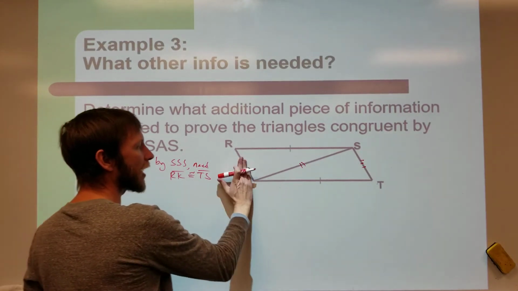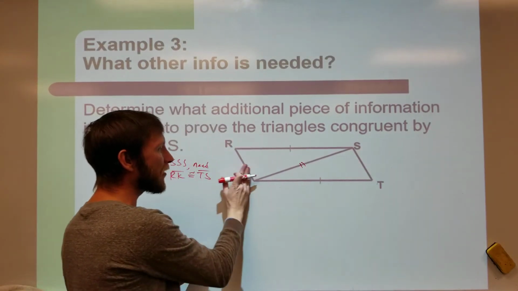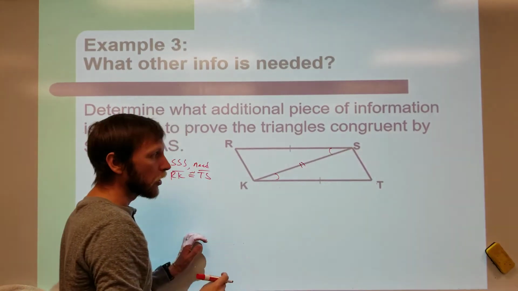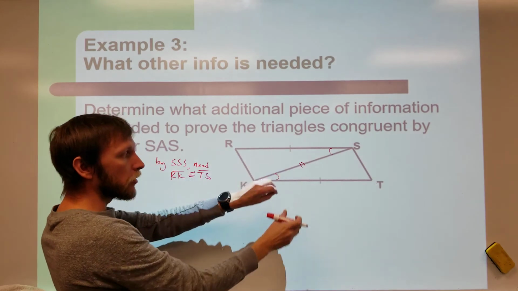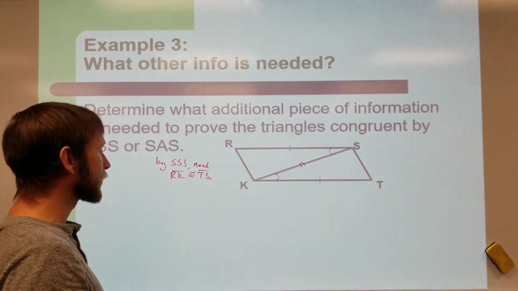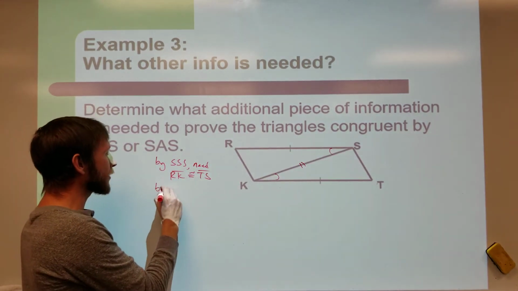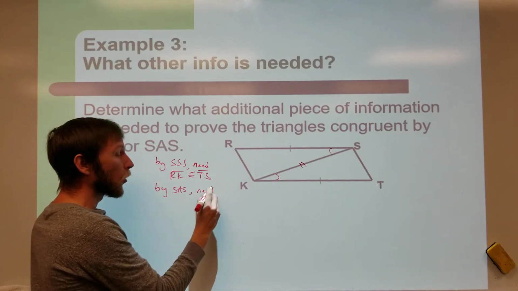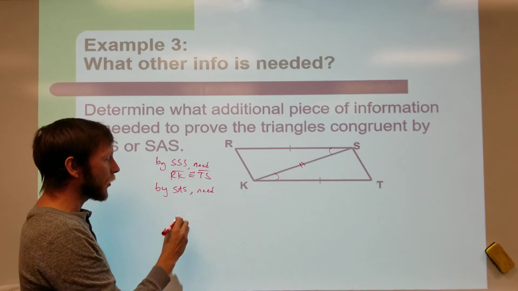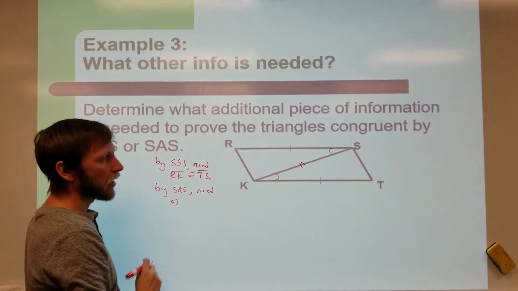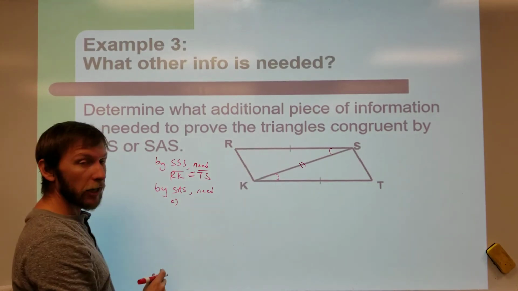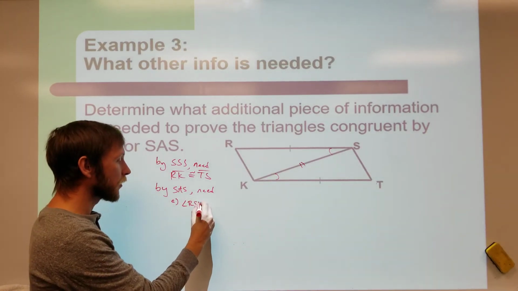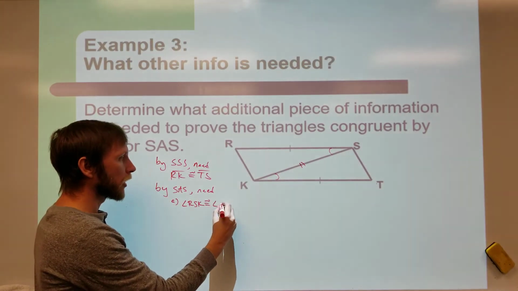If I wanted to use side angle side, I would need to have the included angles. I would need to have this angle congruent to that angle, because these angles are included between those two pairs of corresponding sides. So if I wanted to use SAS, I could use one of two pieces of information. I would need either to know that the angle at S and the angle at K were congruent, but I need to use three letters there. I need to say angle RSK congruent to angle TKS.